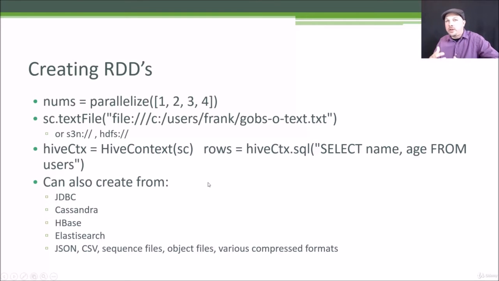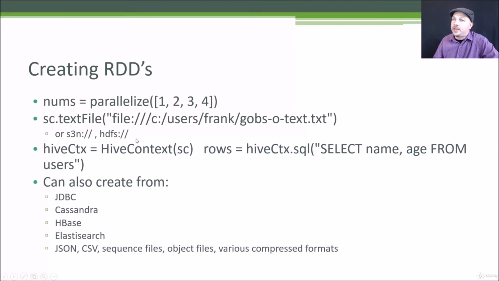And there are more ways to create RDDs as well. You can create them from JDBC connections. So basically any database that supports JDBC can also talk to Spark and have RDDs created from it. Cassandra, HBase, Elasticsearch, also files in JSON format, CSV format, sequence files, object files, and a bunch of other compressed files like ORC or what have you. I don't want to get into the details of all of those. You can go get a book and look those up if you need to. But the point is, it's very easy to create an RDD from data wherever it might be, whether it's on a local file system or a distributed data store.